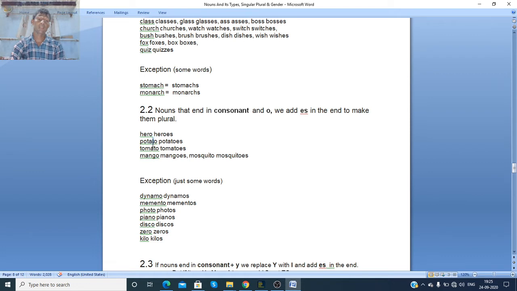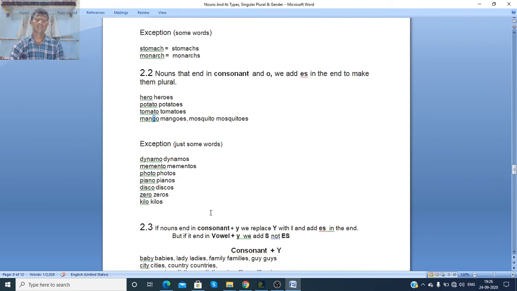Potato. T is a consonant and then o, so potato will become potatoes. Tomato will become tomatoes. Mango. G is a consonant and then o, so mango will become mangoes. Mosquito will become mosquitoes.